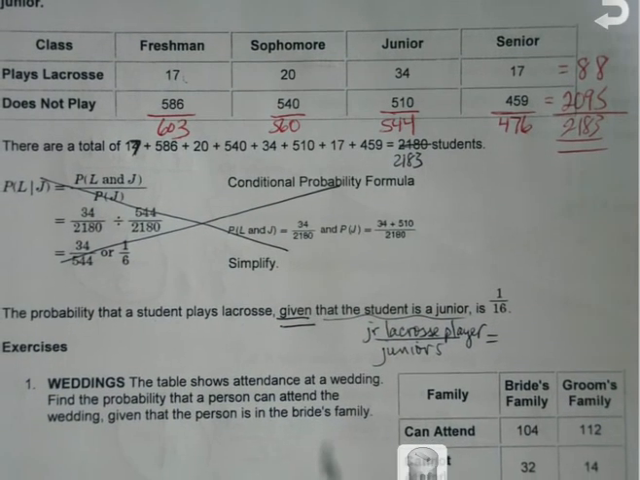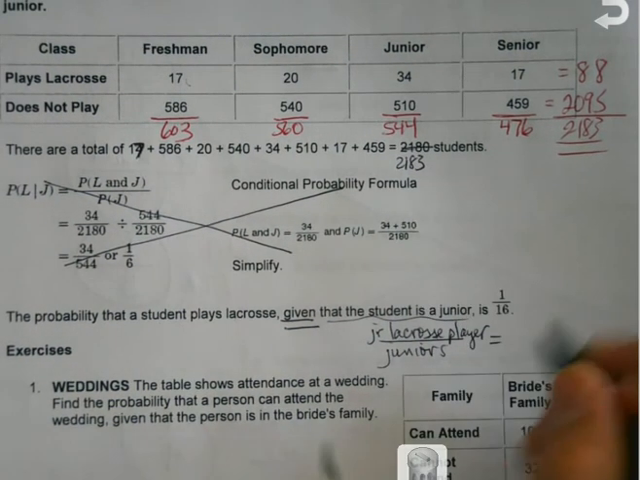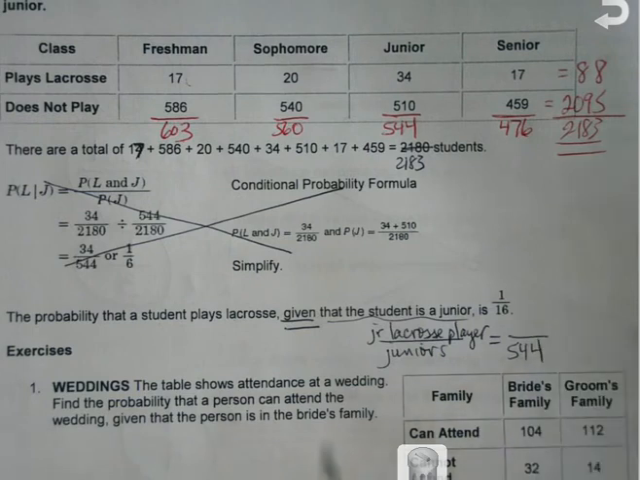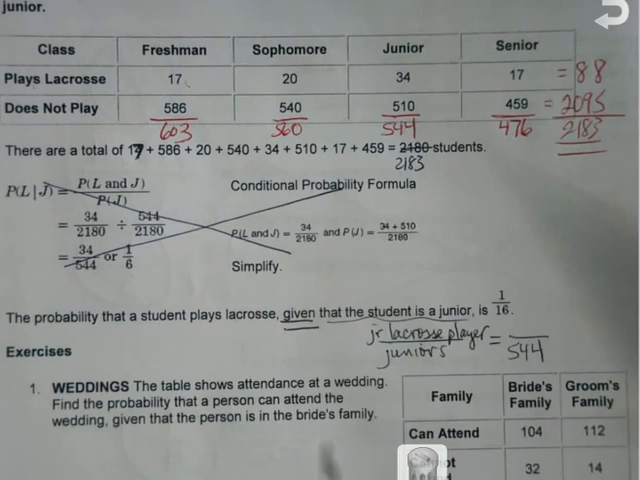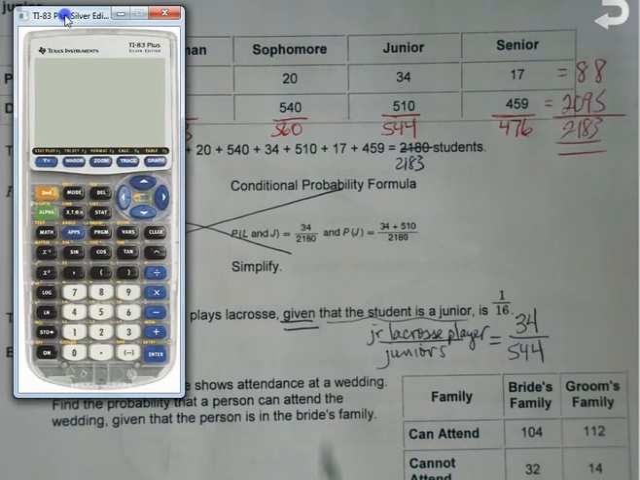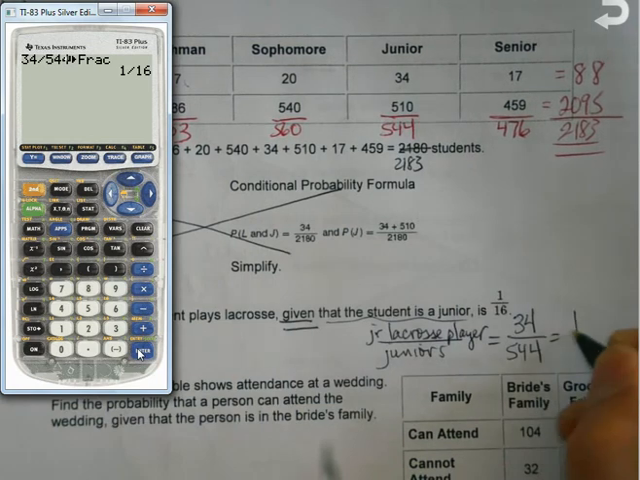So I start to look at my chart. I'm like, okay, I need to know the number of juniors, 544, okay. And I need to know the number of lacrosse players that are juniors. Plays lacrosse, junior. There's 34. Okay, so finally we got something that's not 1 over, right? So I look at this and I go, okay, so 34 divided by 544. I want my simplest fraction, which is 1 over 16.